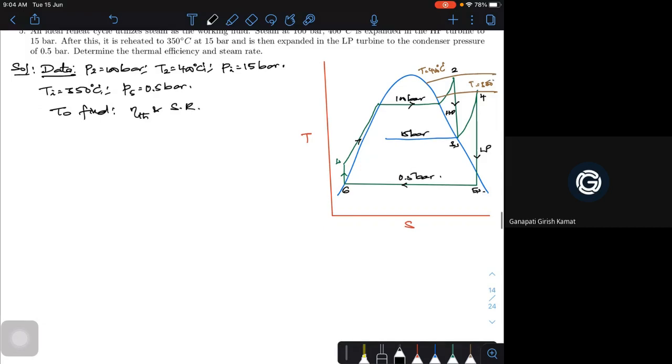Now, what you do, go to your steam tables. At the pressure corresponding to 100 bar, find the saturation temperature. From the steam tables, at 100 bar, can anyone tell me the saturation temperature? What is the saturation temperature?